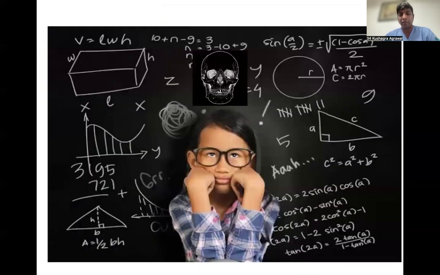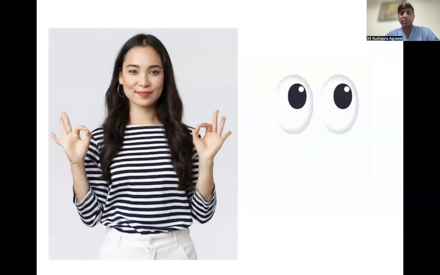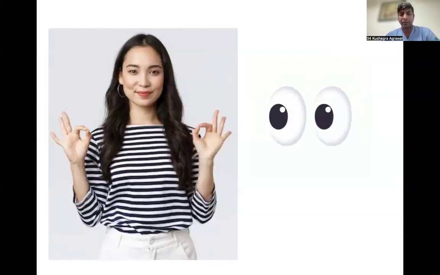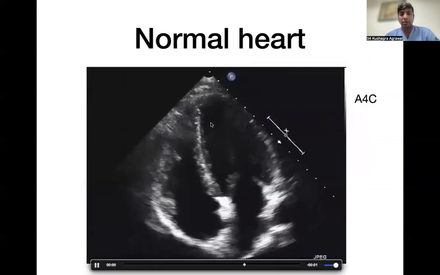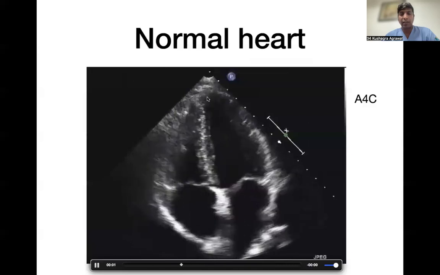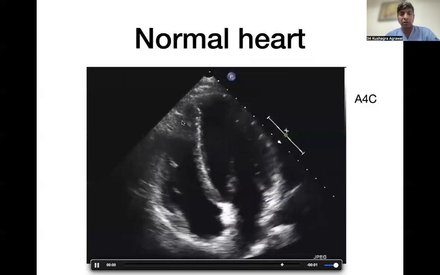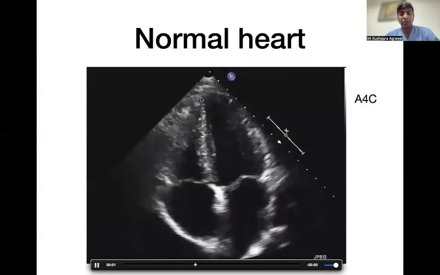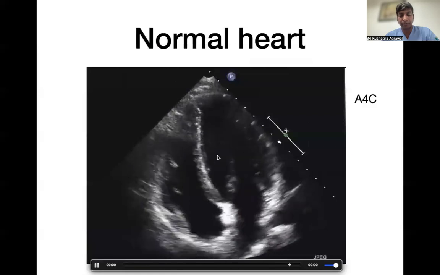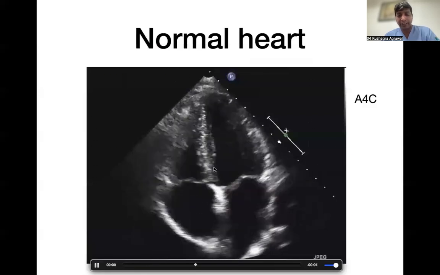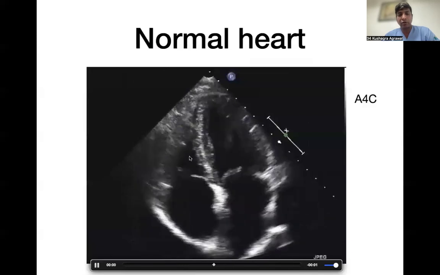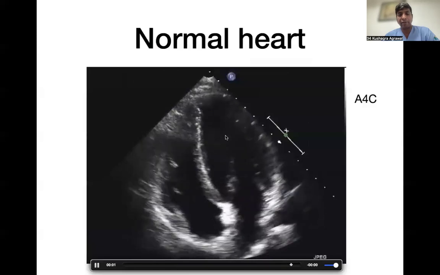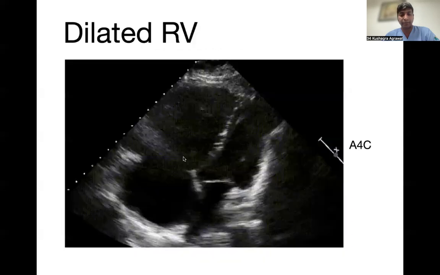If you are afraid of the mathematics like me, this eyeballing is sufficient for most anesthesiologists. So look at the normal heart. In a normal heart, the apex is formed by the left ventricle, while there is no contribution of the right ventricle to the apex. And see, the interventricular septum is deviated towards the right side. The size of the LV is larger than the right ventricle.